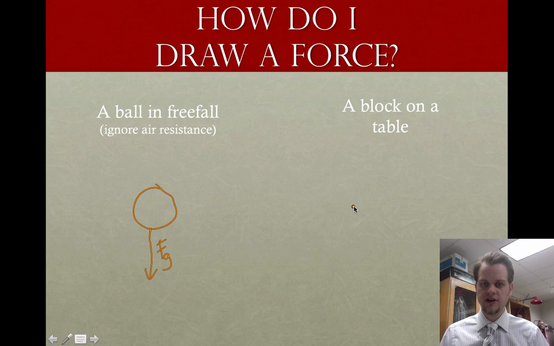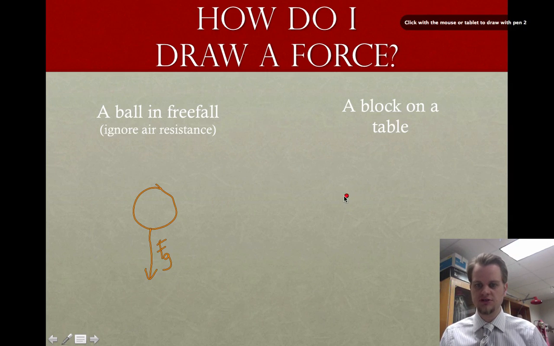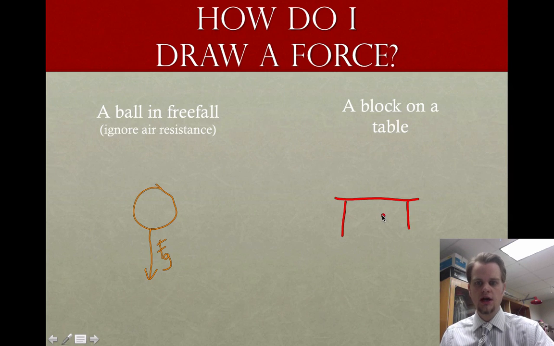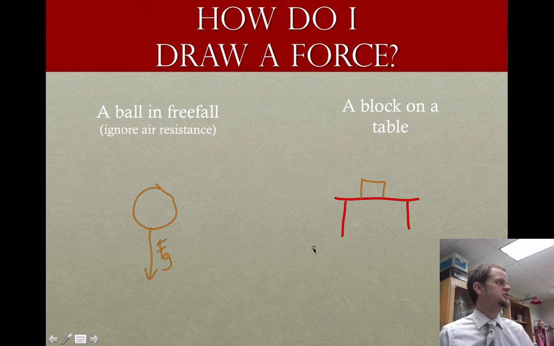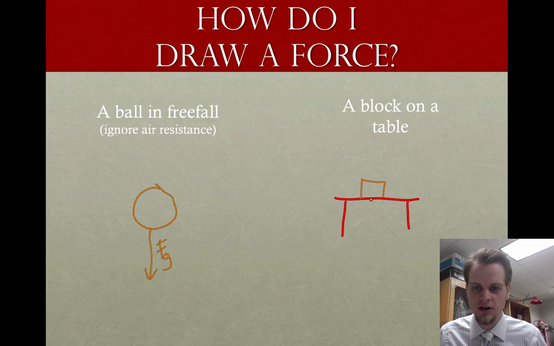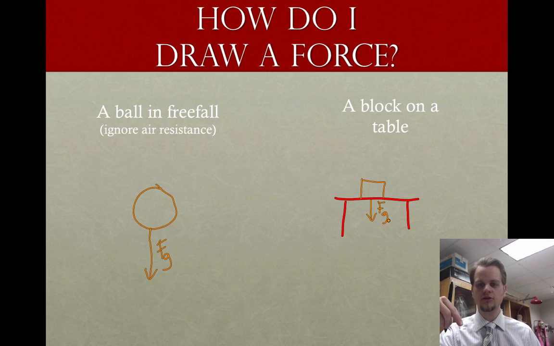Now another one, you've got a block on a table. What I would suggest is draw a little table, boom, boom, okay? And then you can draw the block. There it is. Now, what's acting on that block on the table? Hey Brooks, is gravity acting on a block if it's on a table? Absolutely. She's correct. So we can draw a Fg, or force of gravity, going down. Now, is that block accelerating in the downward direction?